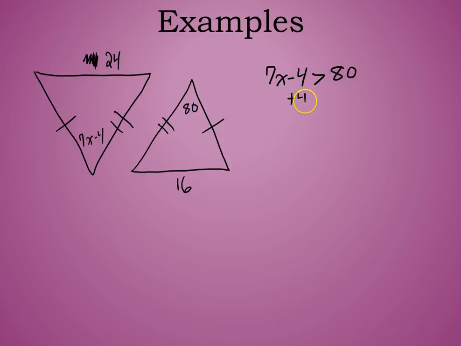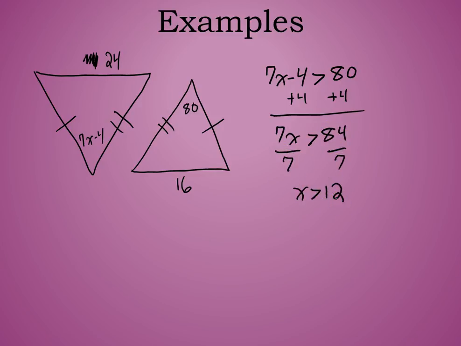So to solve, we have to add 4 to both sides. 7x is greater than 84. Divide both sides by 7. X has to be greater than 12. In order for this triangle situation to be true, x has to be bigger than 12, because this has to be bigger than 80, because the 24 is bigger than 16.